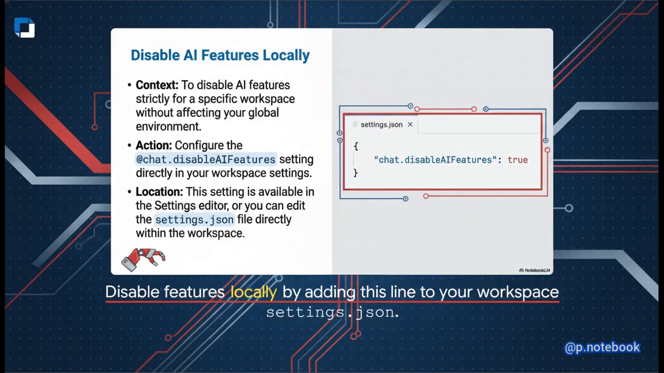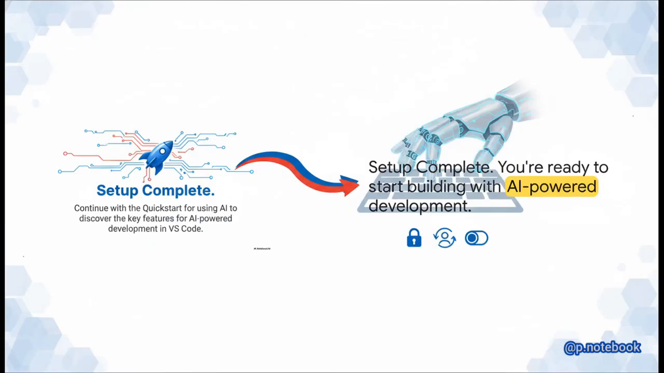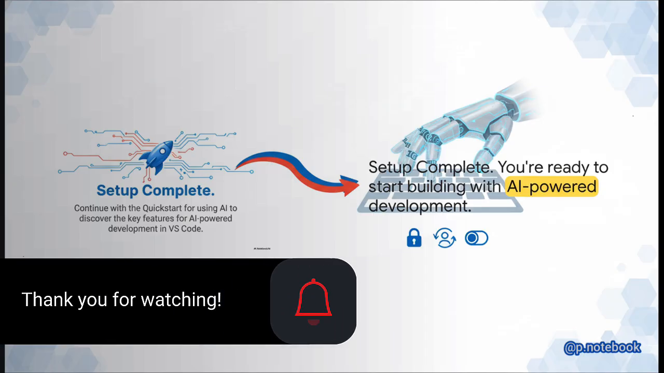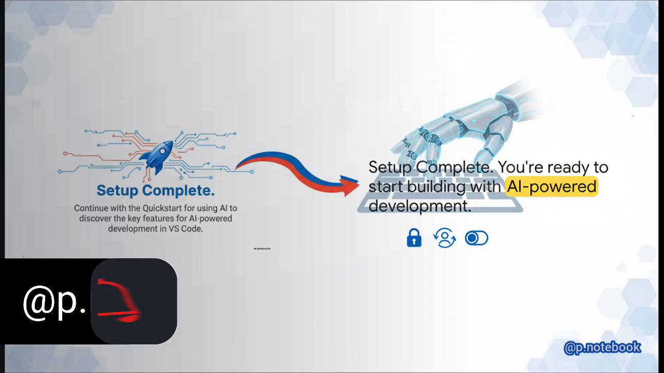But for that more precise control, just open up the settings.json file inside your project's .vscode folder. Add this one line, and Copilot will be turned off for this project only, leaving it on and active everywhere else. It's perfect. And that's it. Just like that, your GitHub Copilot is set up, it's secure, and it's customized just for you and your workflow. You are ready to start building with your new AI assistant.